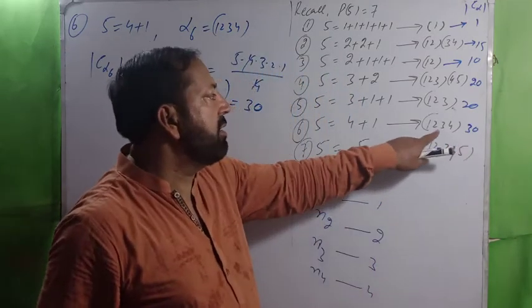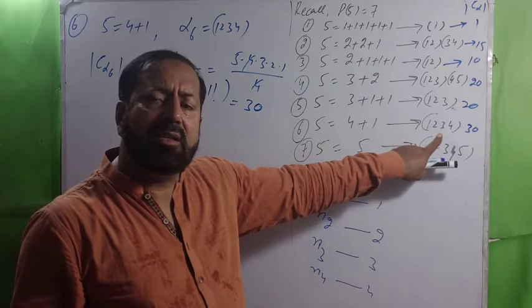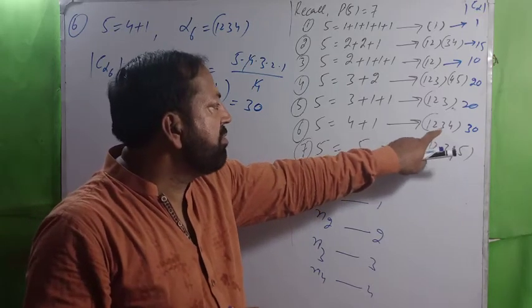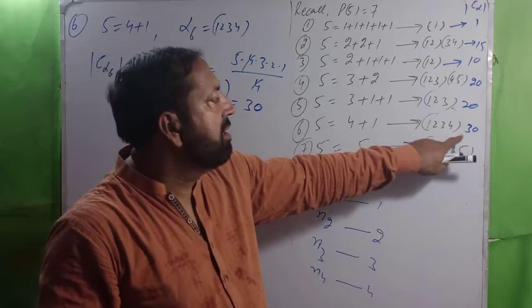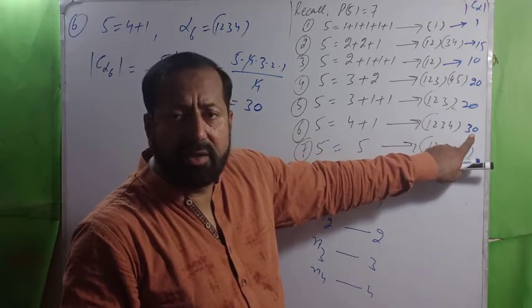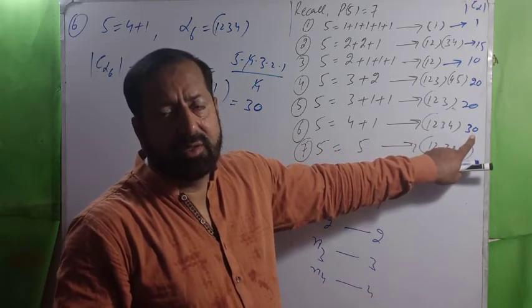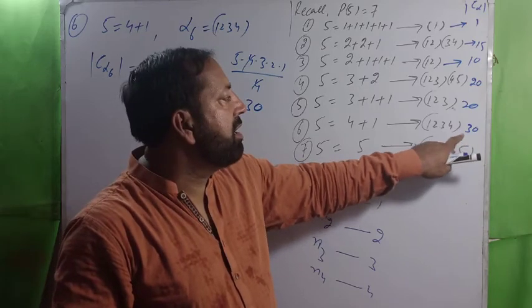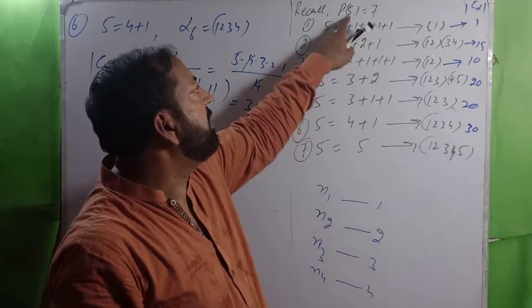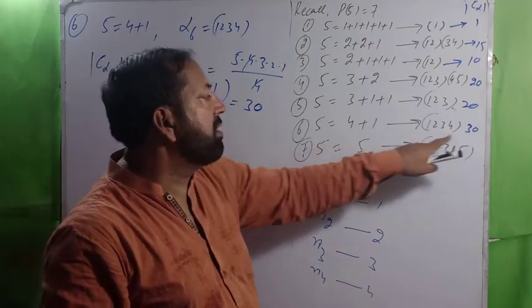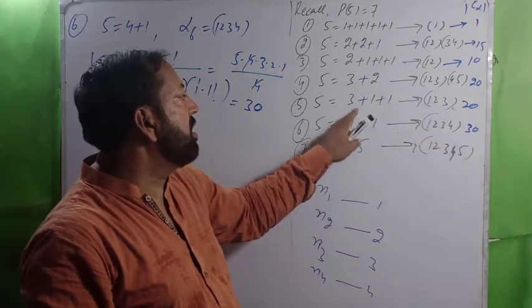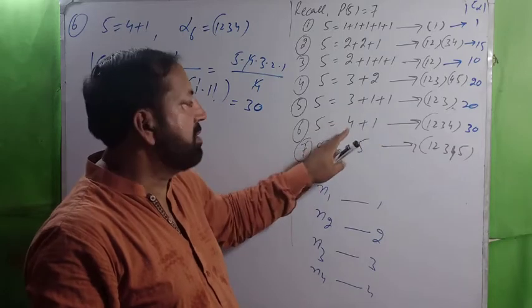What does it mean? That the conjugacy class corresponding to this element alpha 6 contains 30 elements, or you can say that there are 30 elements in S5 which are conjugate to this element, or you can say there are 30 elements whose type is of the type of this partition type.